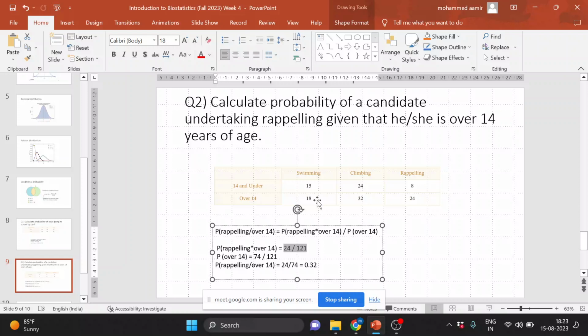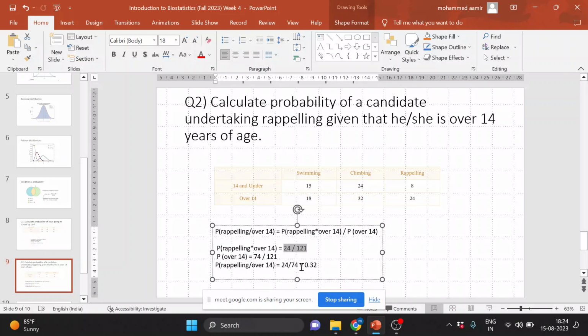That is 74. 74 divided by the total number, whether they are over 14 or under 14, that's 121. Now the probability that they are rappelling, given they are over 14, is basically you substitute these values into this equation. So it's 24 divided by 74, since 121 and 121 cancel out. So 24 by 74 is 0.32.